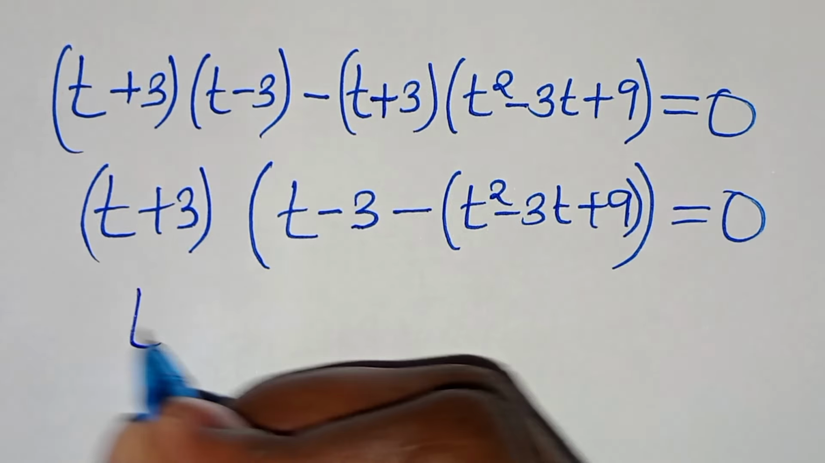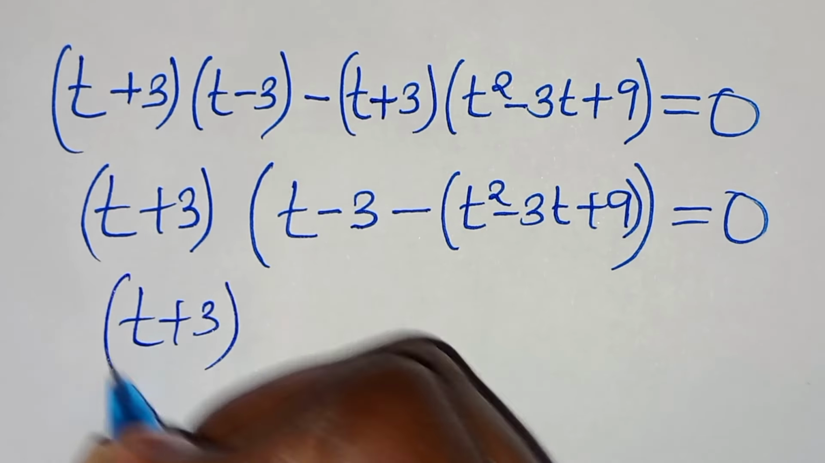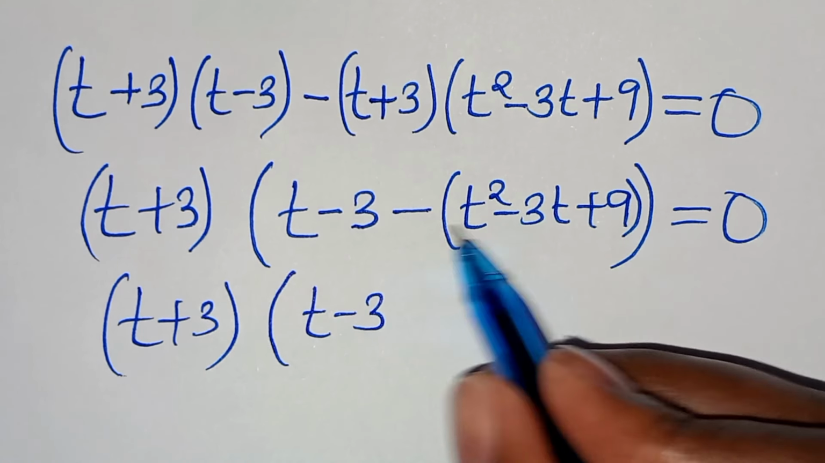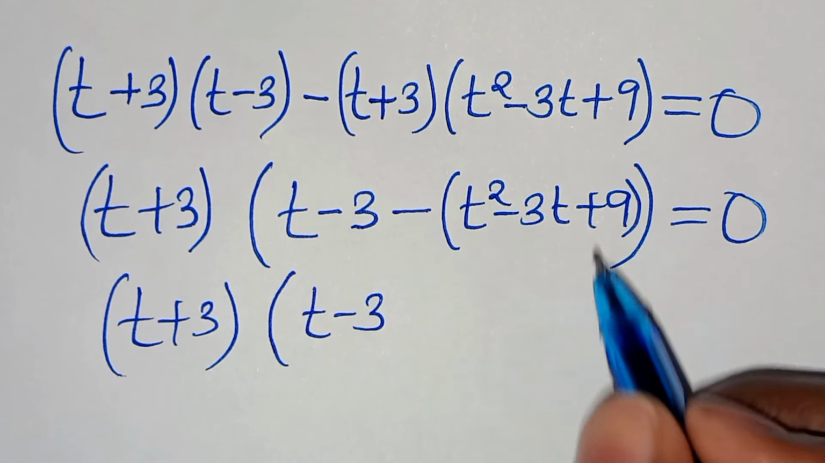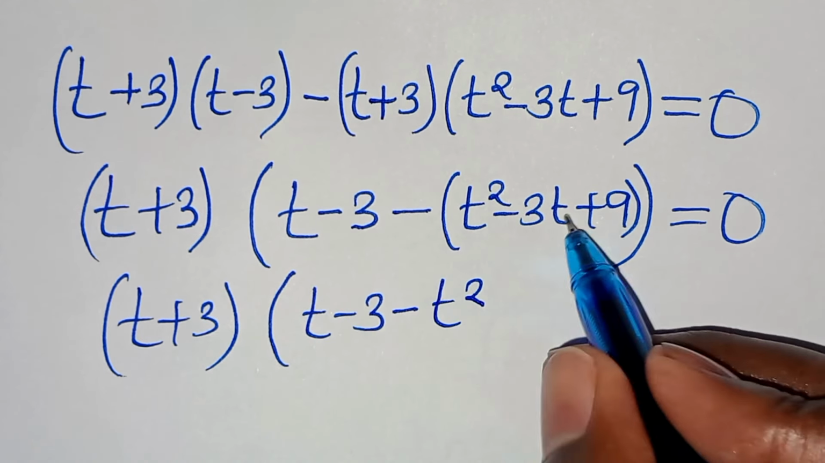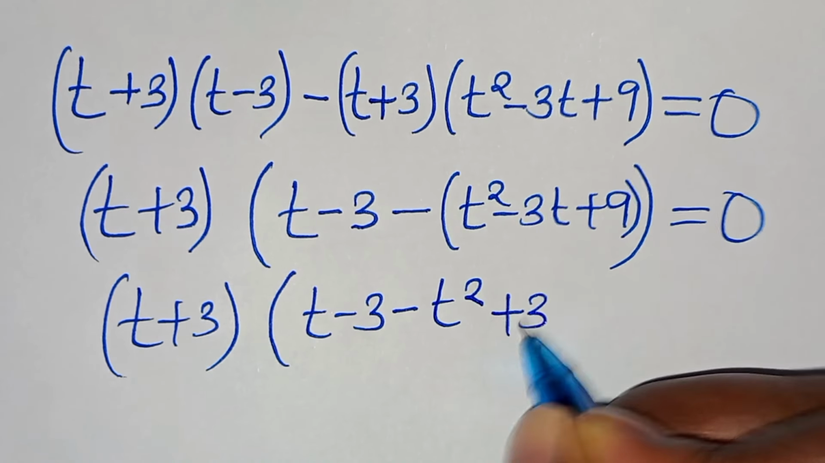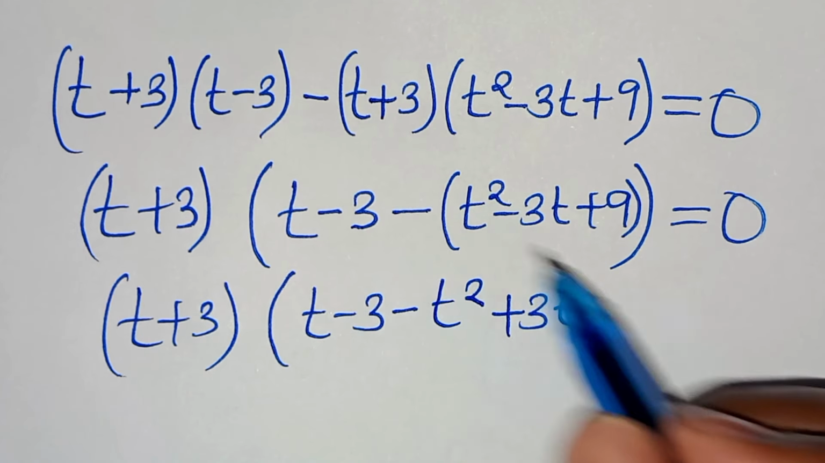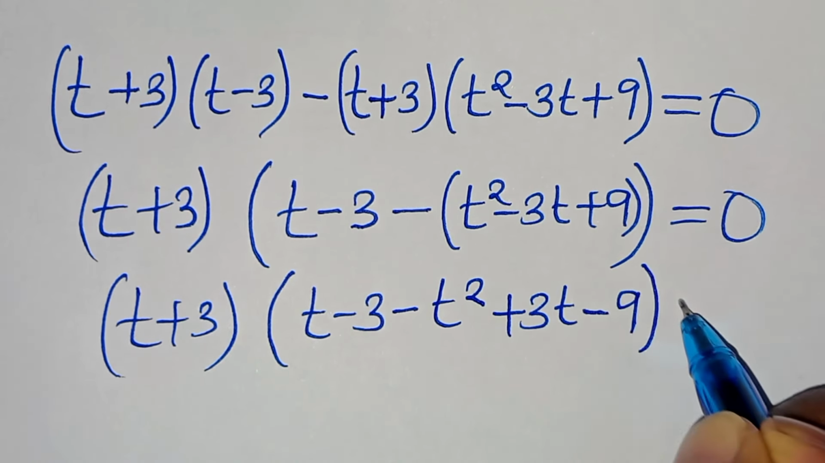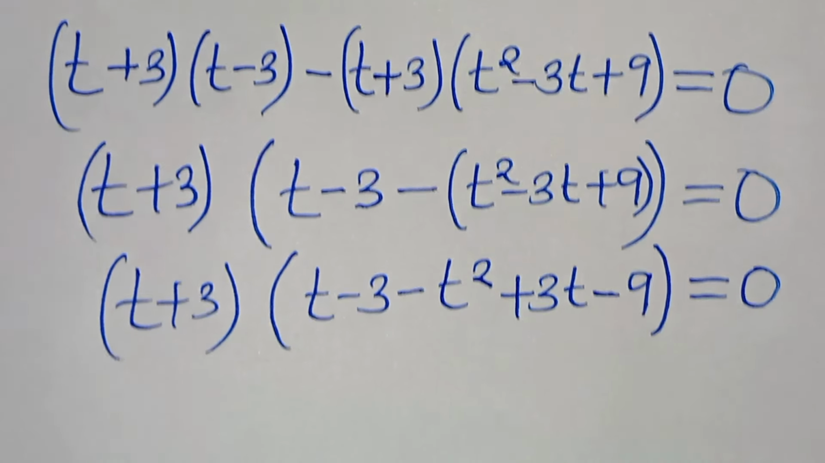So we have t plus 3 multiplying by here we have t minus 3. Let's open this parenthesis here. So we have minus t squared, minus times minus 3t, so this becomes plus 3t. Then minus times plus 9, this becomes minus 9. Close the parenthesis. This is equal to 0.